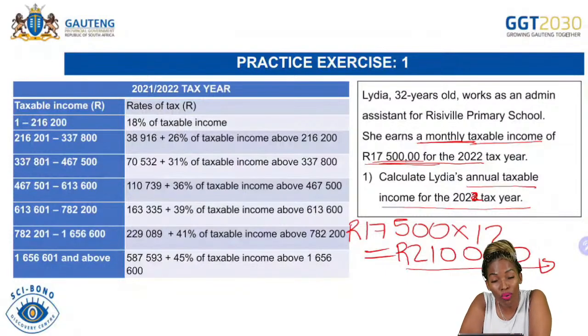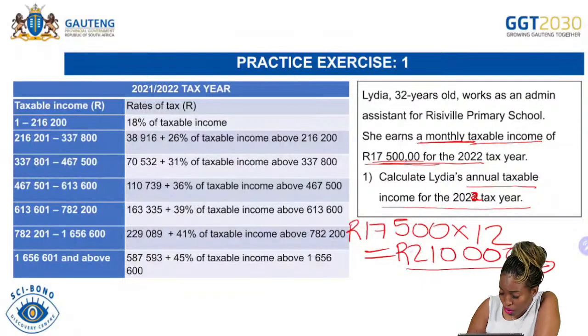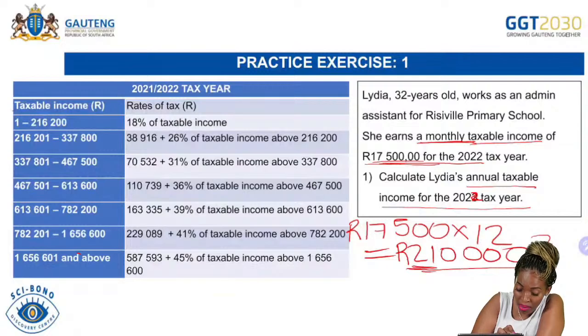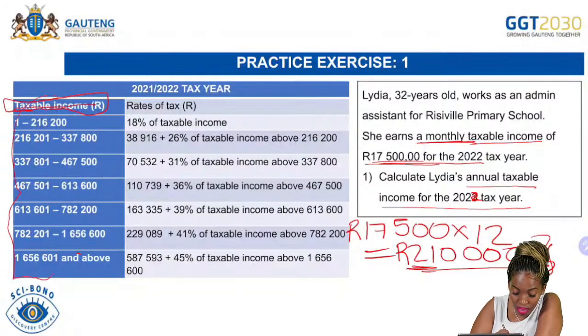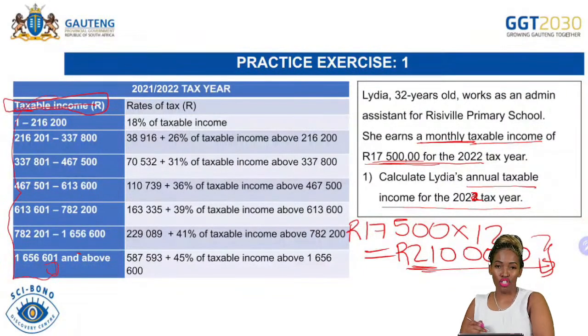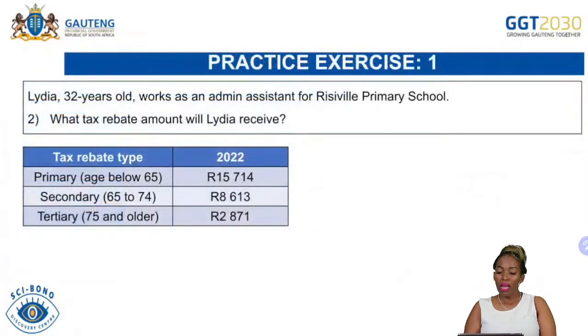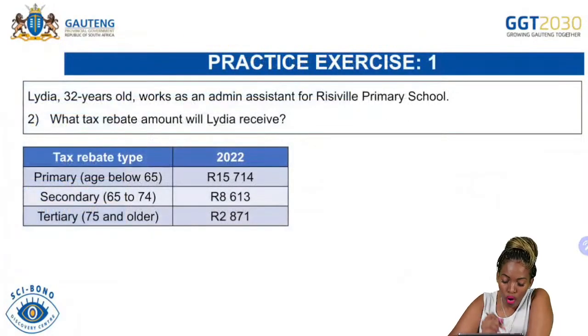It means the annual taxable income for Lydia is 210,000. So if we were to calculate tax for Lydia, we will use this amount to calculate her tax, because they told us that this is the taxable income. And remember our table, this is the taxable income. Once you've got taxable income, you can come to this bracket and do the substitution and calculate your tax.